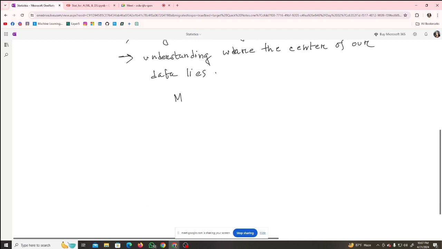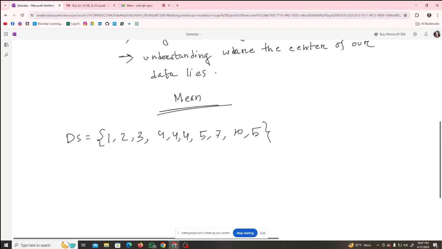So mean, you know what is mean? Mean is the sum of all values in a dataset divided by the total number of values. Suppose this is your dataset. You have 1, 2, 3, 4, 4, 4, 5, 7, 10, and 5. Suppose this is your dataset.